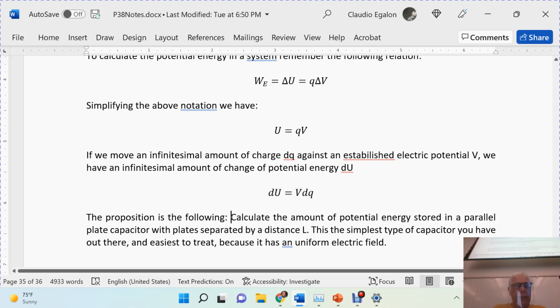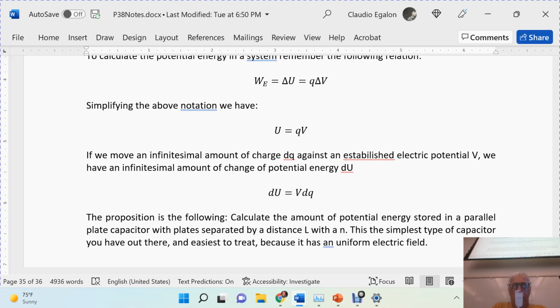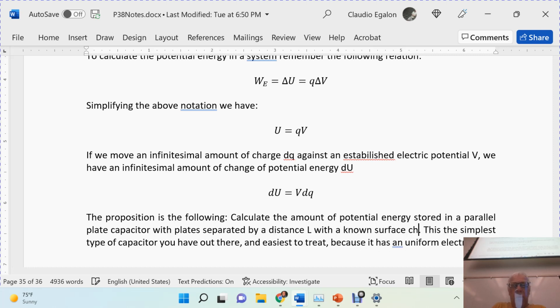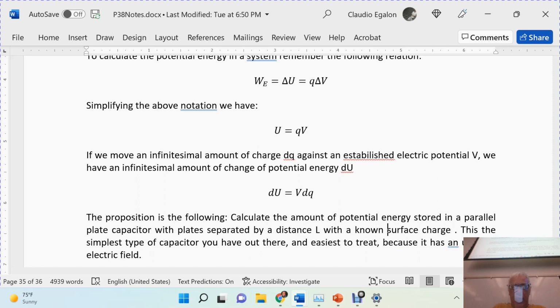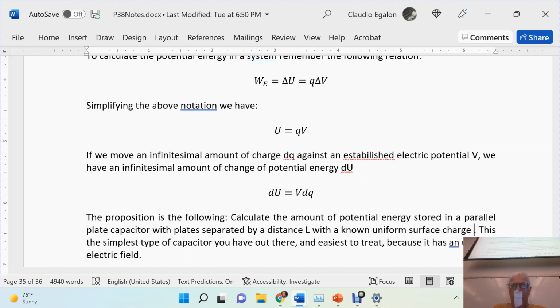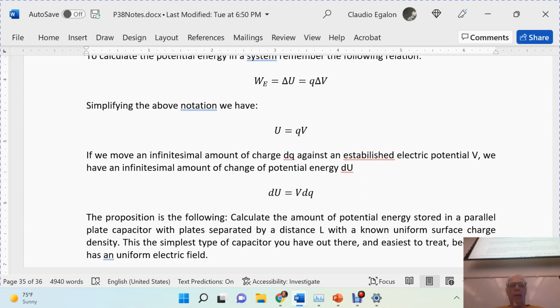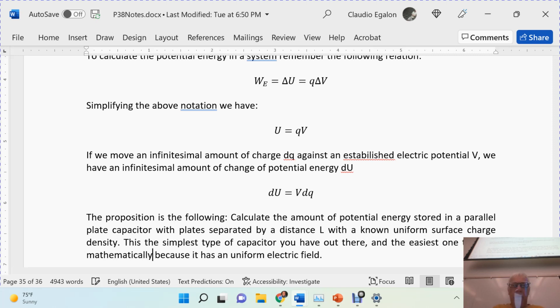Treat it as an example. Calculate the amount of potential energy in a parallel plate capacitor with plates separated by a distance L, with a uniform surface charge density sigma. This is the simplest type of capacitor you have out there, the easiest one to treat mathematically, because it has a uniform field.